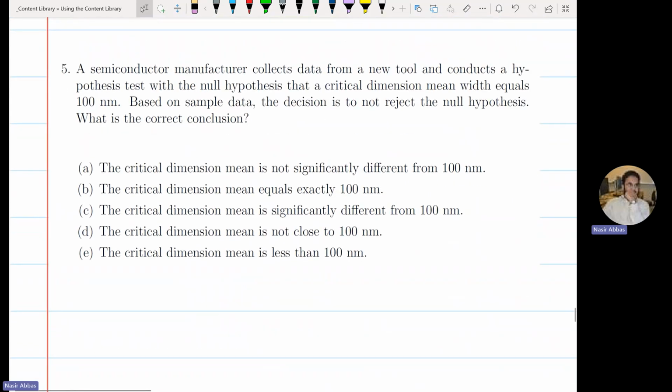Now let us move on towards the objective of this class. Problem solving. I'll be very quick now. This is the term 241. 6 questions from chapter 9. A semiconductor manufacturer collects data from a new tool and conducts a hypothesis test with the null hypothesis that the critical dimension. What is the null hypothesis?